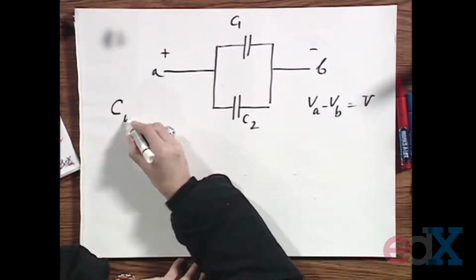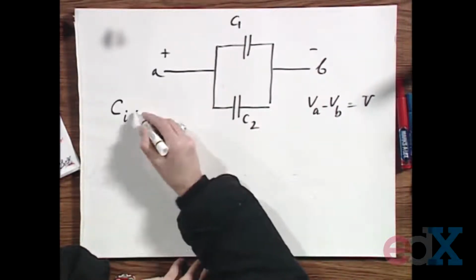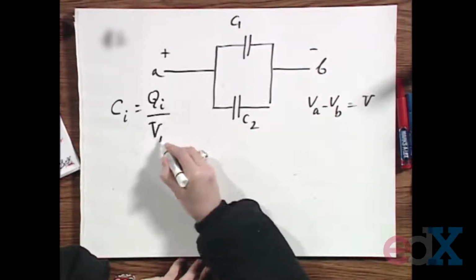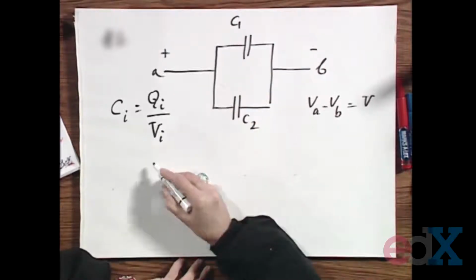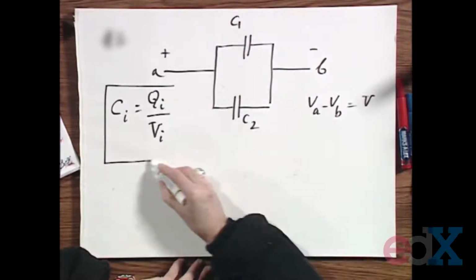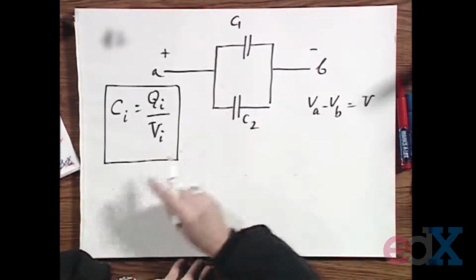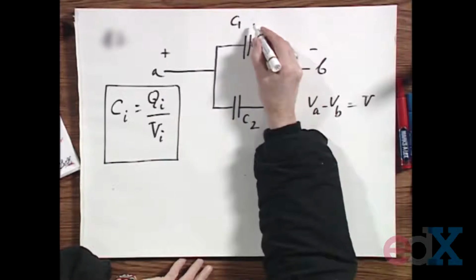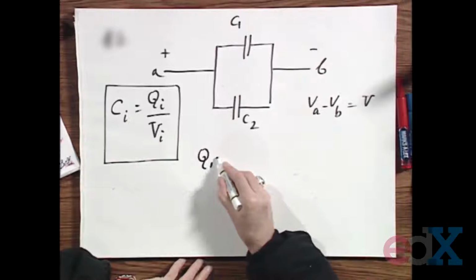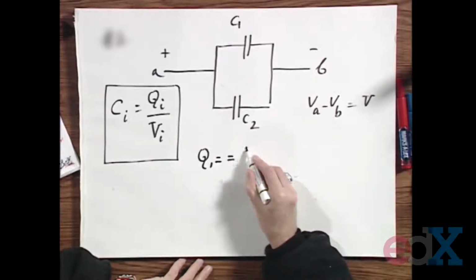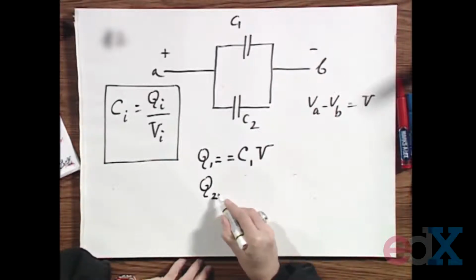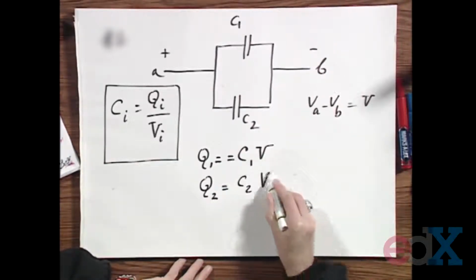What always holds is that C of I, which is capacitor I, always has a charge Q of I on it if the voltage over that capacitor is V of I. This you can always use, it's always true. Now both capacitors see the same voltage over them. So therefore, Q of 1 equals C of 1 times V, and Q of 2 equals C of 2 times V.